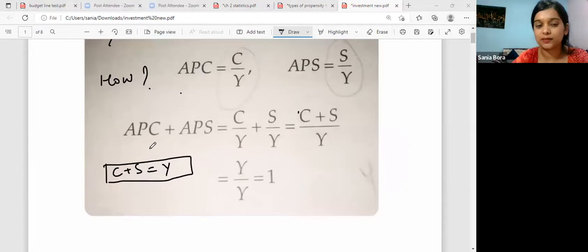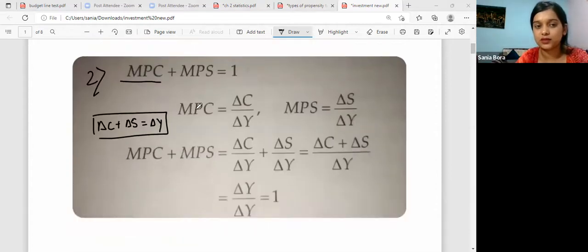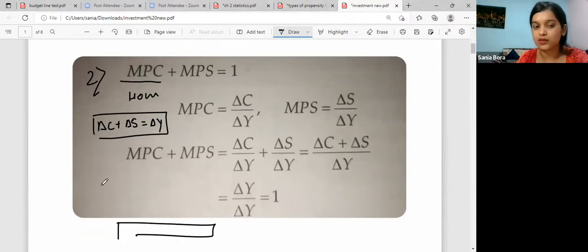Just write it down: delta C plus delta S equals to delta Y, that is income. And here, after this, second, and then write how. And once you are done with this, make this box and write here.